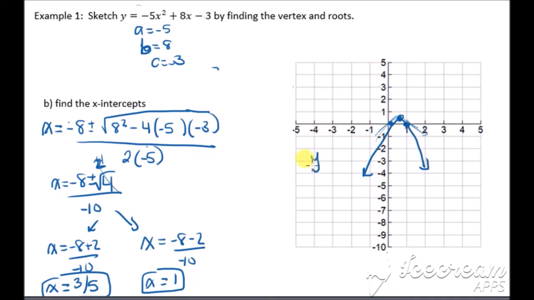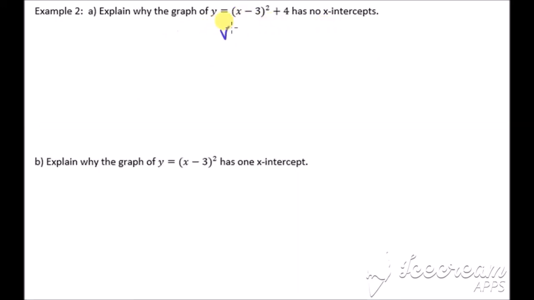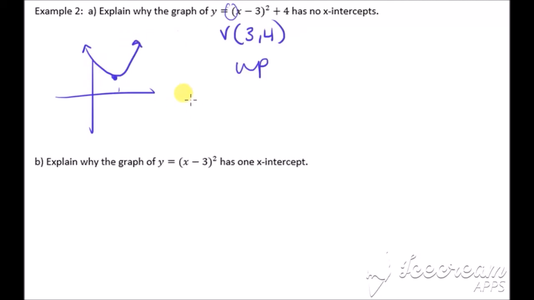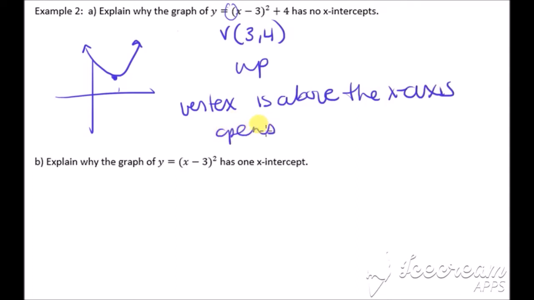So let's go ahead and plot them at 1 and then 3 over 5. And we can draw that parabola, and then we can label it. X-intercepts. So if you take a look at the vertex here, we get 3, 4. Okay, so 3, 4 would be somewhere in quadrant 1. And then the leading coefficient here, this opens up. So the vertex is above the x-axis, and it opens up. So this equation is never going to have any intercepts.